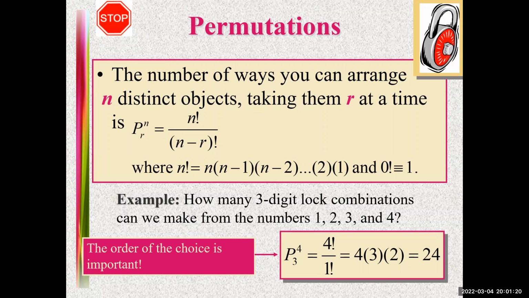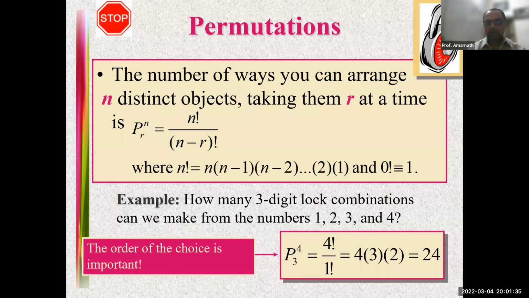So these are some places where they have used it. It is shown more dramatically in movies, but actually it's a probabilistic way, an algorithmic way of thinking about combinations. You can think of the order of choice: how many 3-digit lock combinations can we make from the numbers 1 to 4? There are 24 ways. So somebody trying to break a lock has 24 different ways to think about to get the lock open.